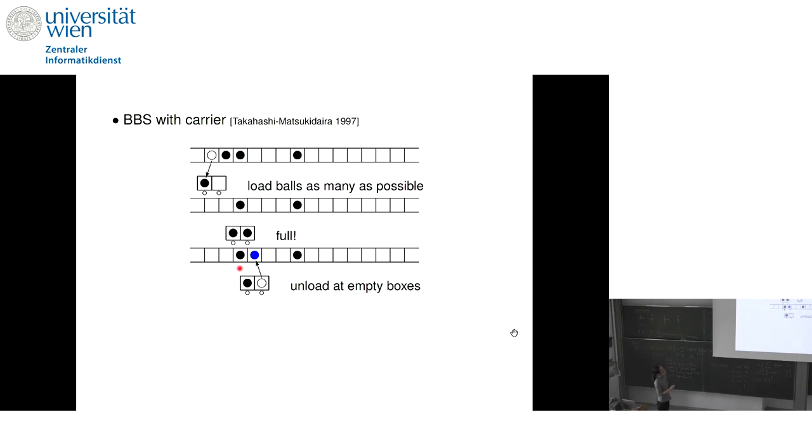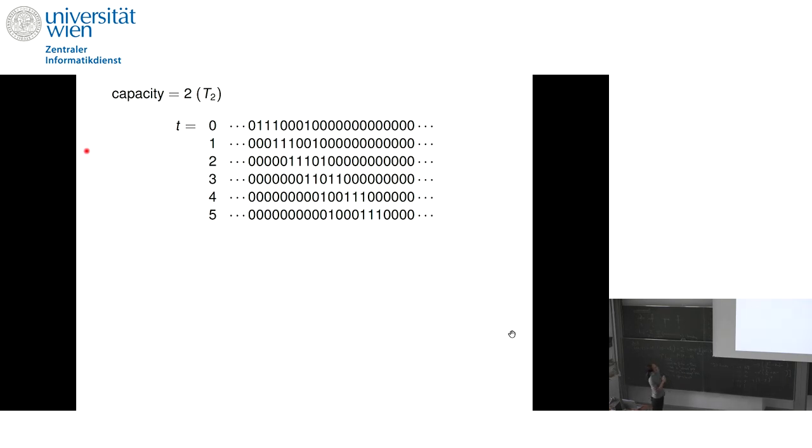So it doesn't touch this ball. And after that, the occupied carrier comes to an empty box, unloads at the empty box, and so on. So the final configuration is as this. You see that this ball isn't moved, so the configuration is not the same as before. So we consider this kind of model. When the capacity is 2, we write T2 for the time evolution of this system, and we have this configuration. But soliton scattering occurs also in this case. And actually, the integrals of motion are the same as before.